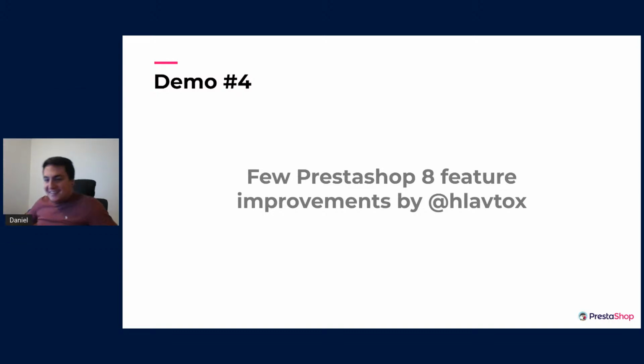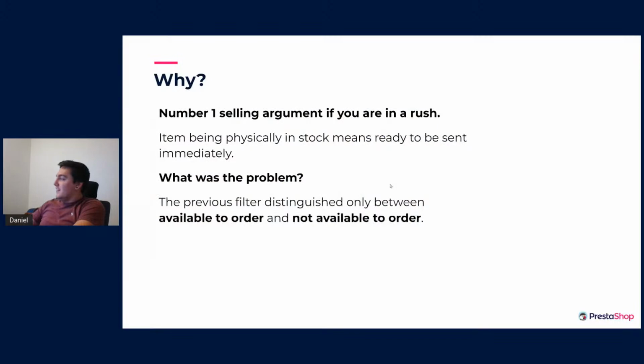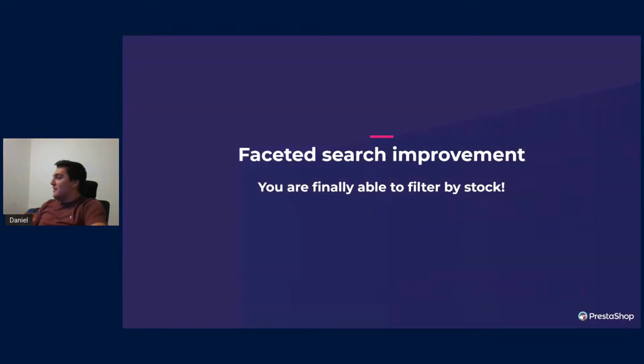So again, hi guys. I wanted to show you a few small PRs I made for the V8, but I think it could please a lot of people. So let's begin with one feature that a lot of you waited for, and it was removed somewhere in the early versions of PrestaShop 1.7, and you can finally filter your products by stock.